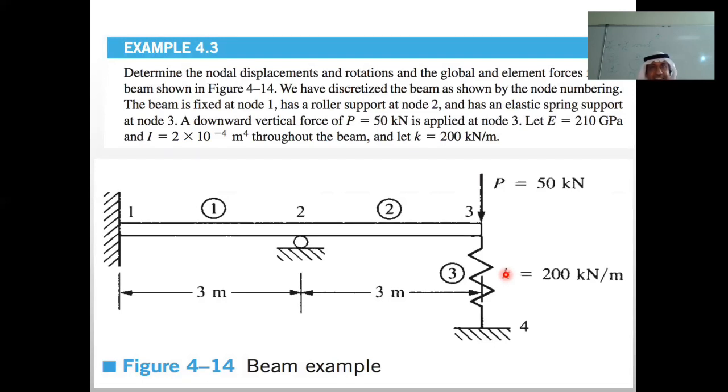The deflection at 3 is the same as the deflection of the spring. Use the displacement. My question is clear. What is the size of the global stiffness? 8 by 8, 6 by 6, or 7 by 7?